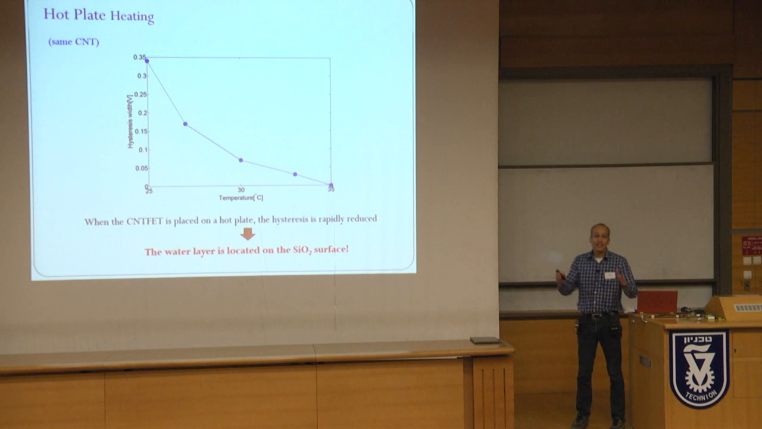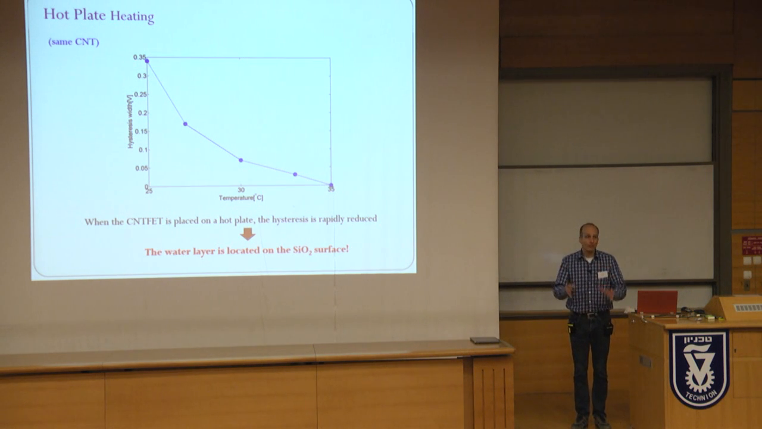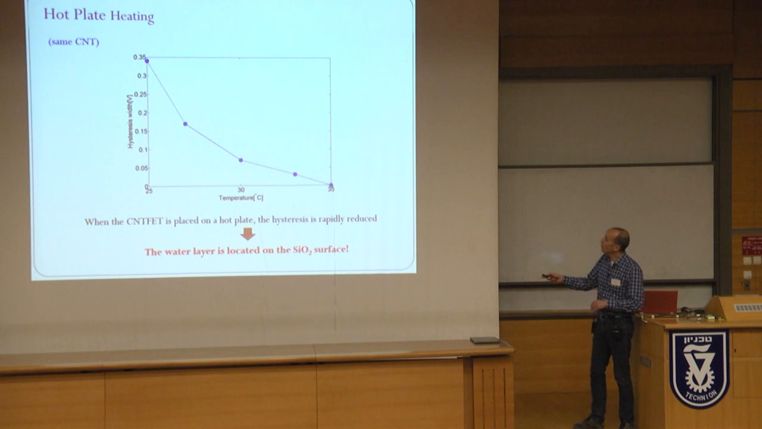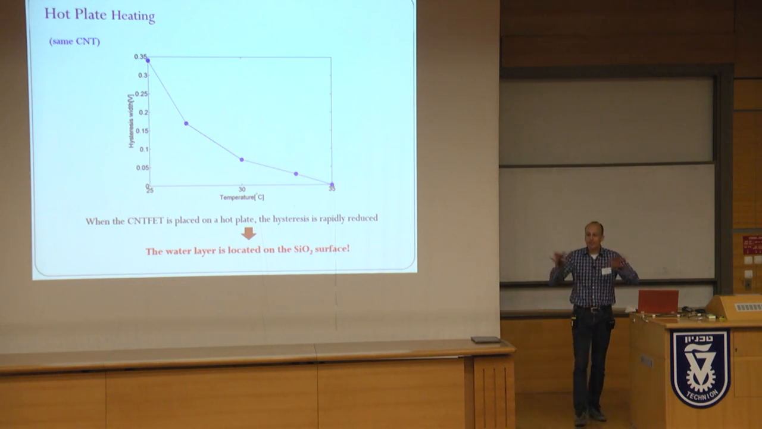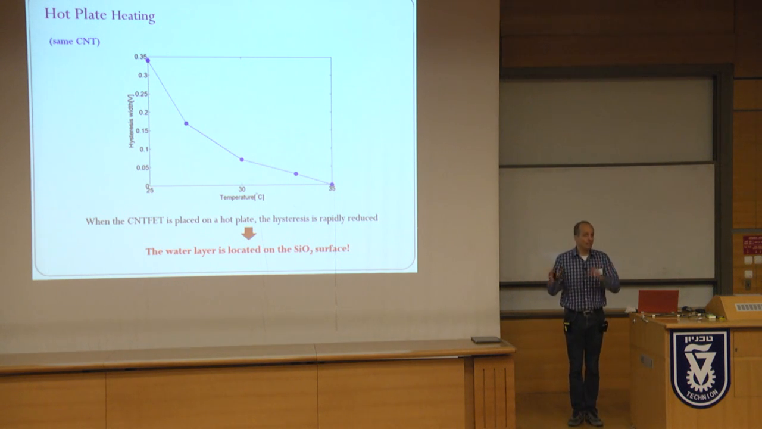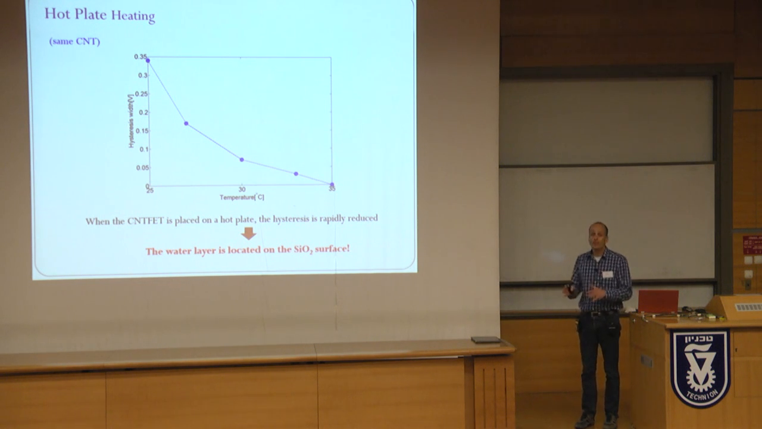What you can do next, you can take the same nanotube and heat it on the hot plate. When you heat it on the hot plate, you heat, of course, the suspended nanotube, but also the surface. And then you look at the hysteresis as a function of temperature, you see immediately how it decreases very rapidly to no hysteresis at all. Which immediately tells you that this water or water layer, if it's really attributed, and we are practically sure that it's attributed to this hysteresis, exists on the surface. So at least one possibility or one thought that people had before, we believe it was wrong.